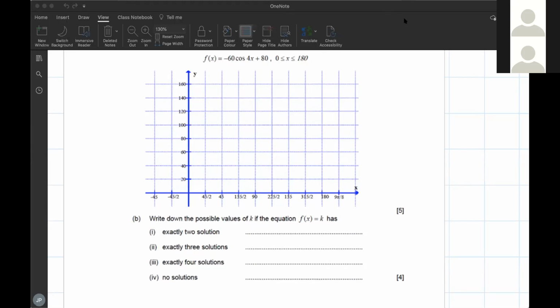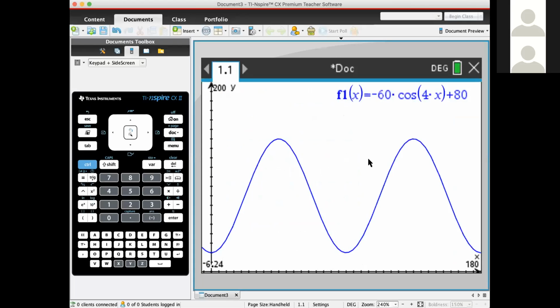Somebody has asked something. Anyone done with the graph? Good question, Hassan. If anyone has done with the graph, here's what the graph should look like.